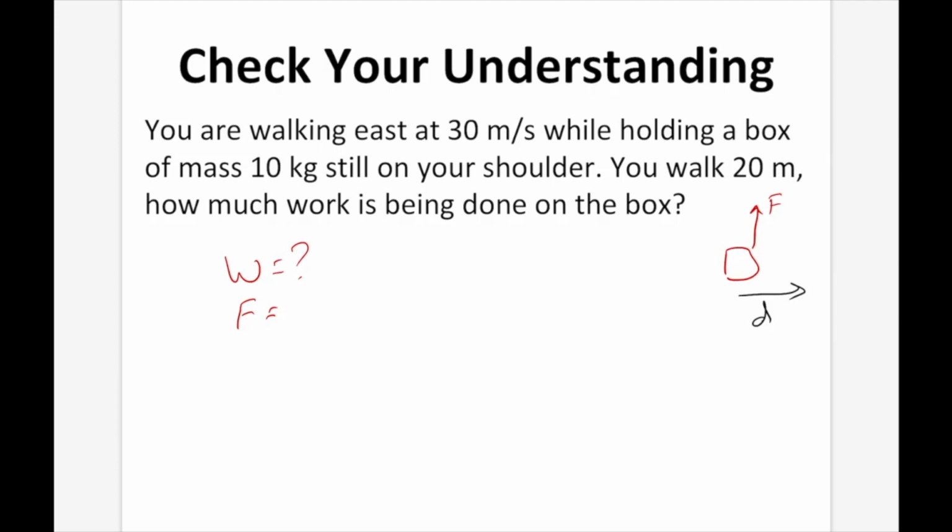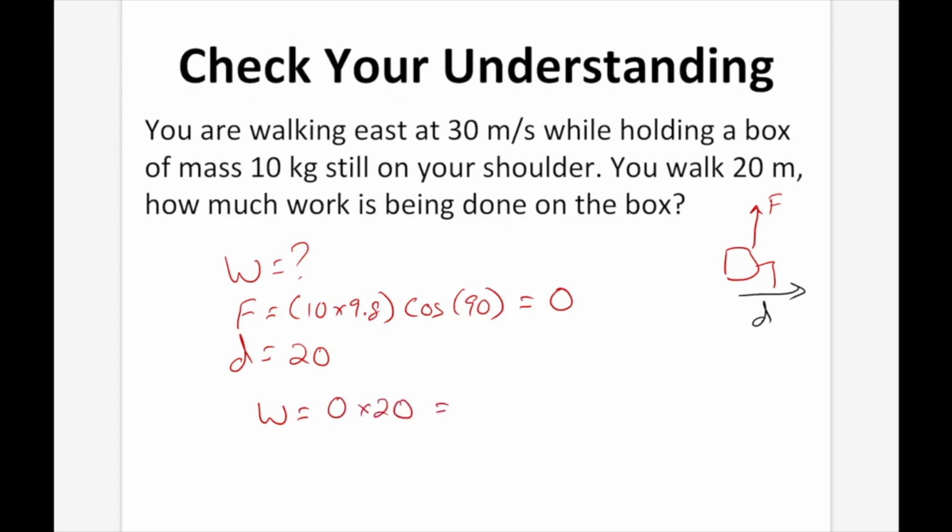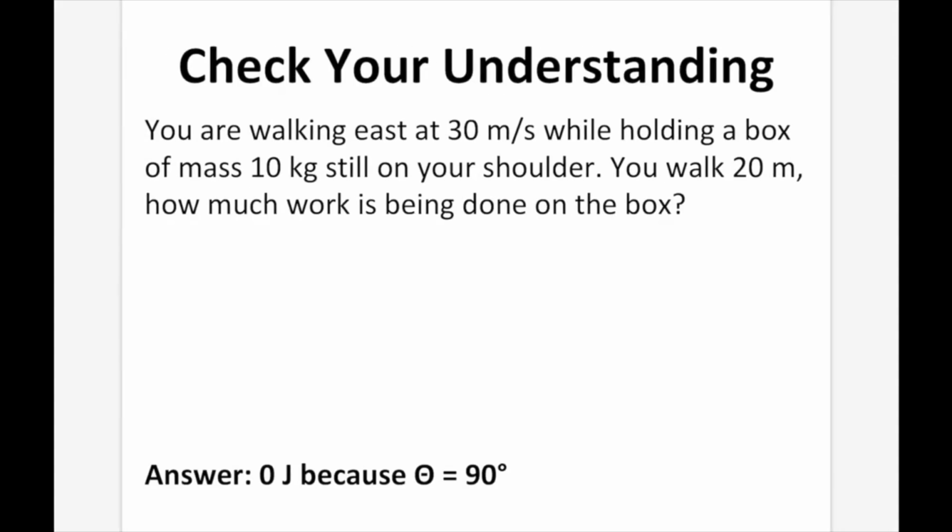So force is going to equal the force to keep it up, which is going to be the mass, 10 times 9.8 times cos 90 degrees, which is going to equal 0. The displacement is 20 meters, and when we put it in, work equals 0 times 20, we get 0 work done, once again. And the reason for this is the force required to keep the object up is perpendicular to the displacement that the object travels in.